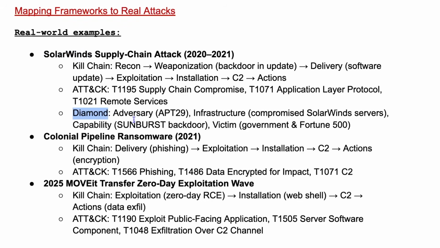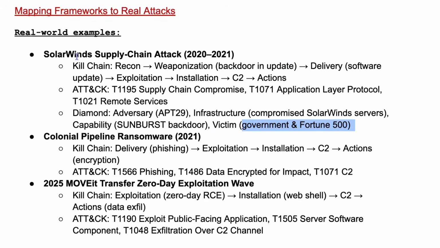And finally, the adversary themselves. Or excuse me, the Diamond Model framework analysis. We have the adversary, which is APT29. You can actually find that group in MITRE and see what they've done and what software they've used, etc. The infrastructure was the compromised SolarWinds server. The capability was the Sunburst backdoor, which was used to establish the backdoor inside of the update. And the victims were government and Fortune 500 companies.